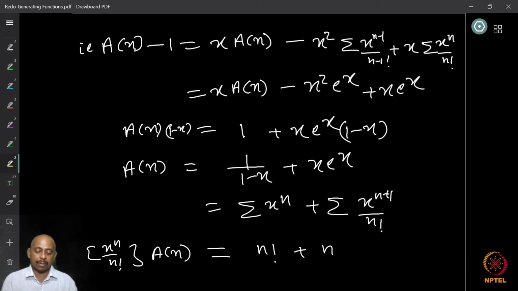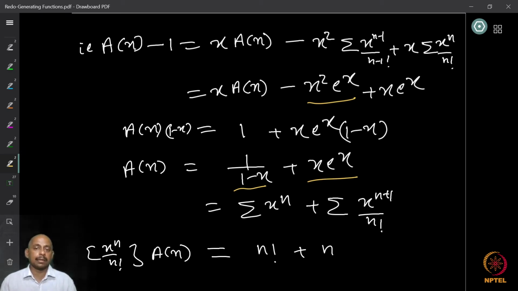Similarly, the previous term is x square times e raised to x. One can verify, it is the same summation. And the first term is x times A of x. So all these functions are known to us. Now I can write A of x in terms of these functions. So I will get A of x is equal to 1 by 1 minus x into 1 plus x e raised to x into 1 minus x. So 1 minus x cancels out in the second term, and I get 1 by 1 minus x plus x times e raised to x.